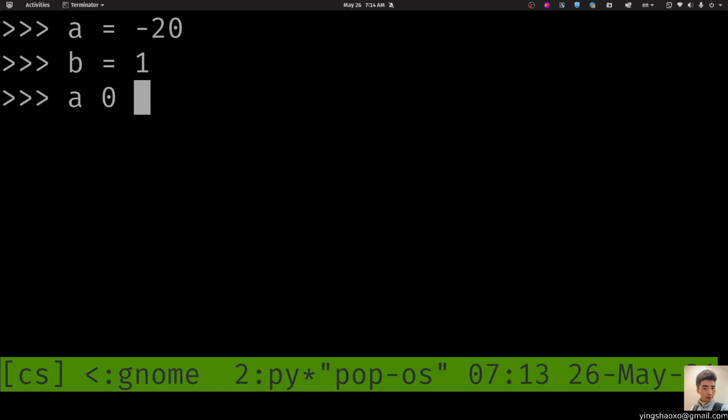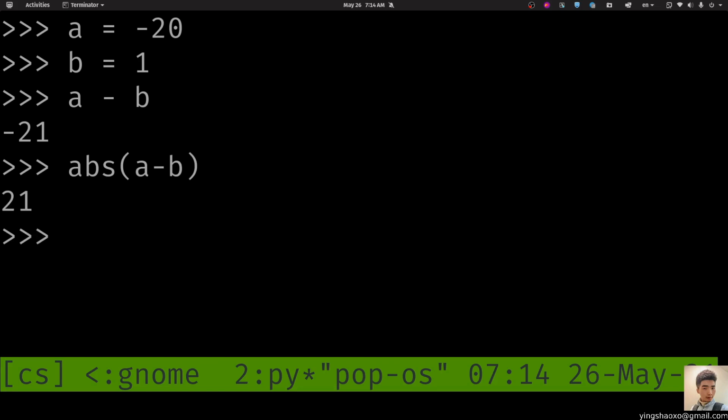I could do A minus B, but we get a negative number. A negative number doesn't represent the distance, so we need to convert it to an absolute value. How can we do that? We could say absolute of A minus B, and in the end we would get 21. That's exactly what we want.